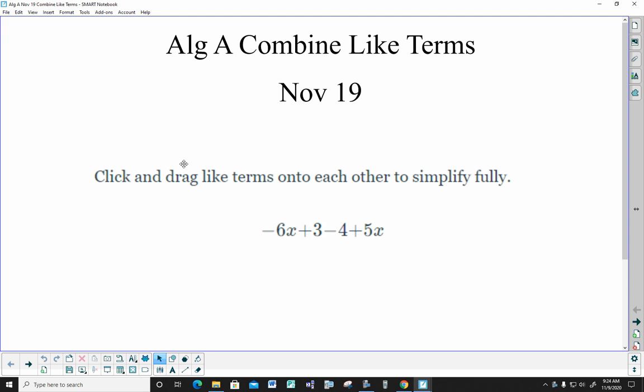Good morning, everyone. We're going to be working with combining like terms, and this is the type of thing that we'll be working with. I'm going to walk you through some examples to try and get you a sense of what it is that we're doing.